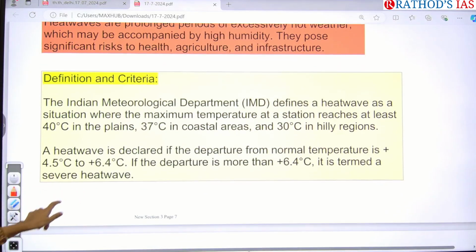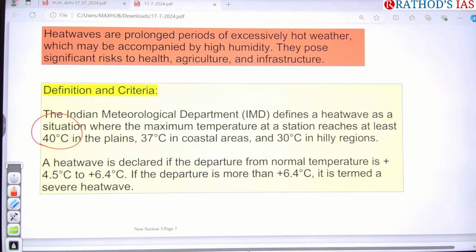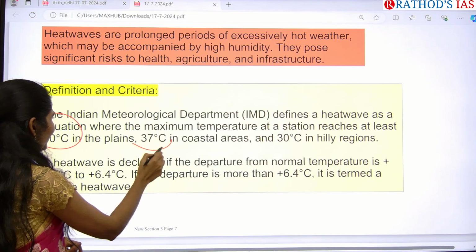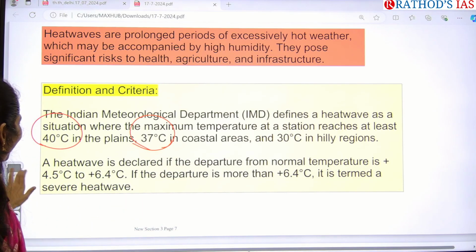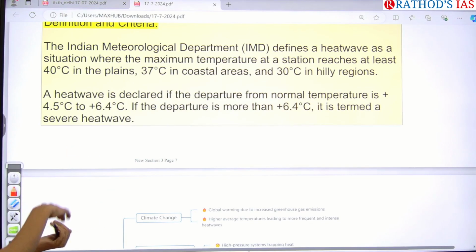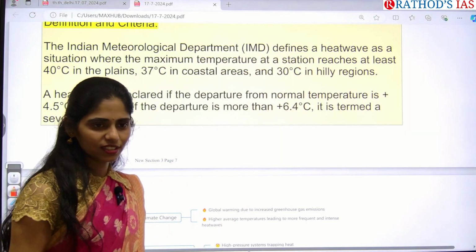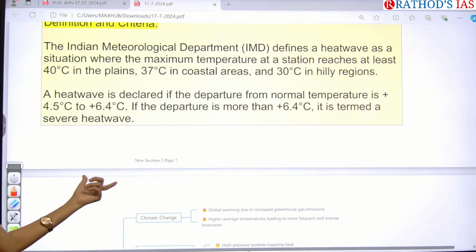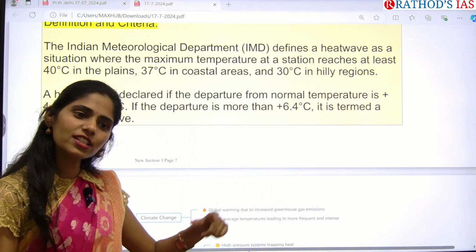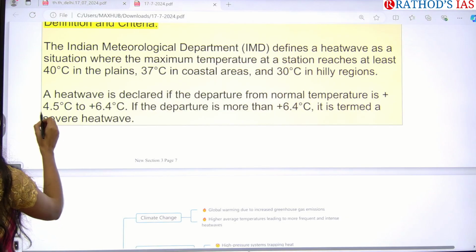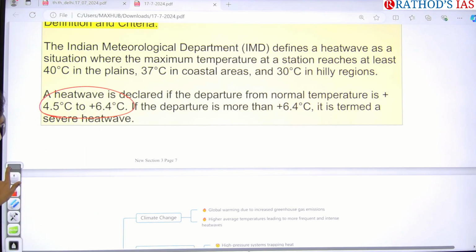So what is the criteria? See, in plains 40 degrees, in coastal areas 37, in hill areas 30. Wow, very good. Normally, if there is a departure of 4.5 degrees to 6.4 degrees plus or minus, then we can call it a heat wave. And if it is more than 6.4 degrees centigrade higher, it is called a severe heat wave. You have to remember this number also, 4.5 degrees centigrade to 6.4 degrees centigrade.